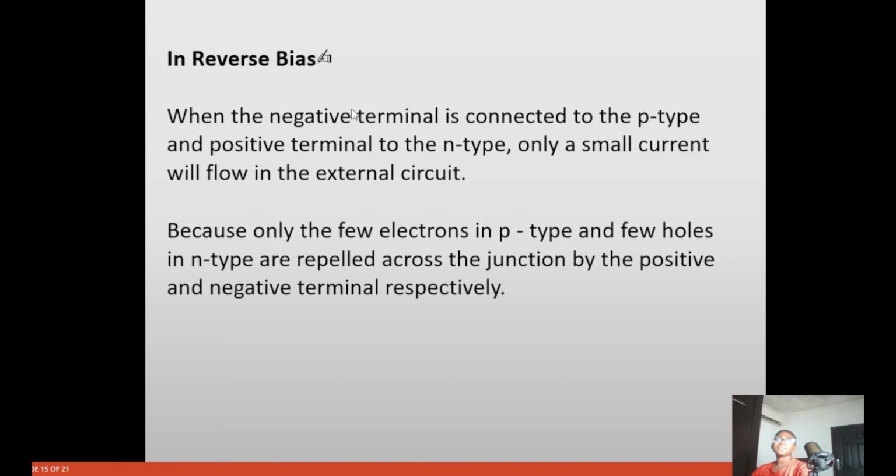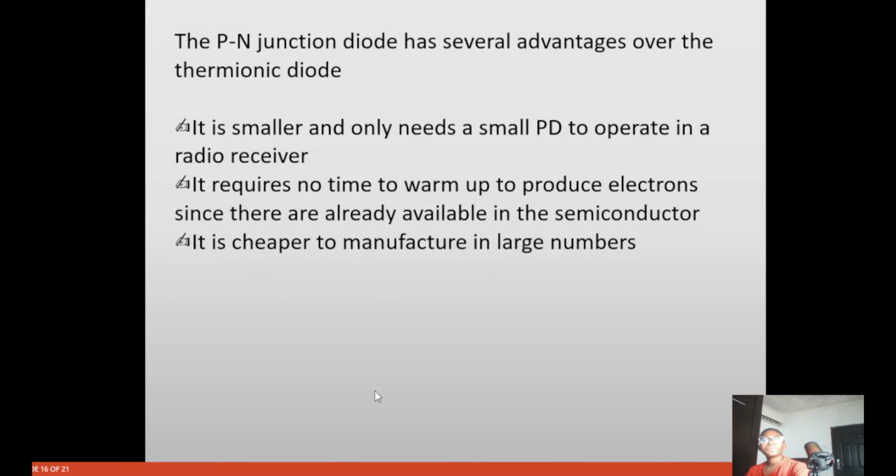While in reverse bias, the negative terminal is connected to the p-type and the positive terminal to the n-type, so unlike charges attract. Only a small current will flow in the external circuit, because only the few electrons in p-type and few holes in n-type are repelled. Only just a few. Most of the others are going to attract. They won't repel each other across the junction by the positive and negative terminals respectively.